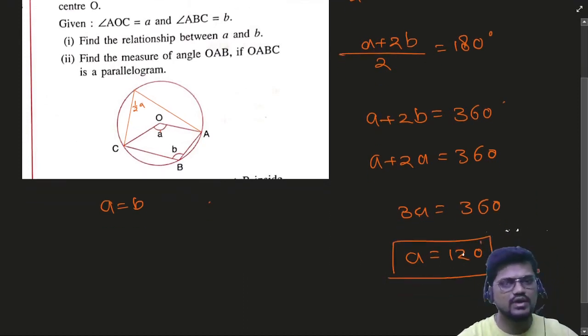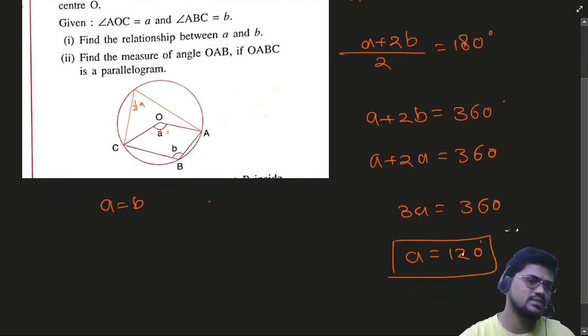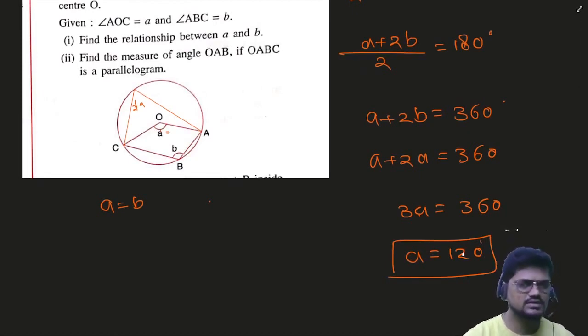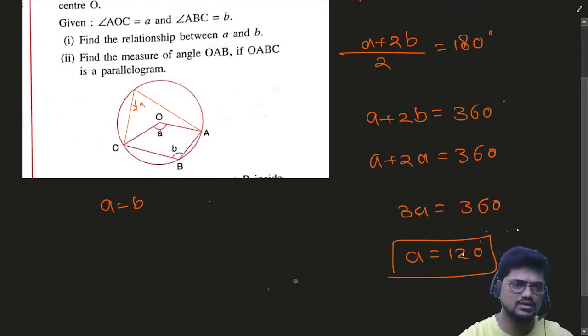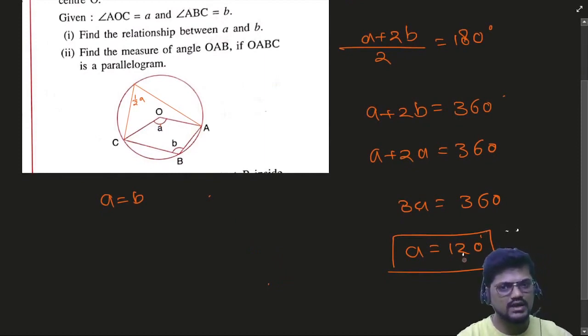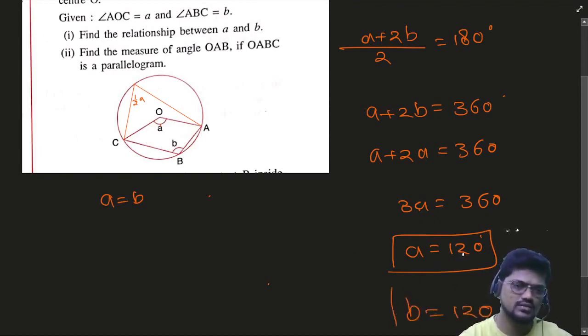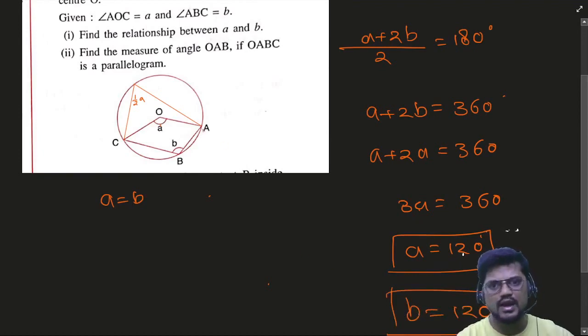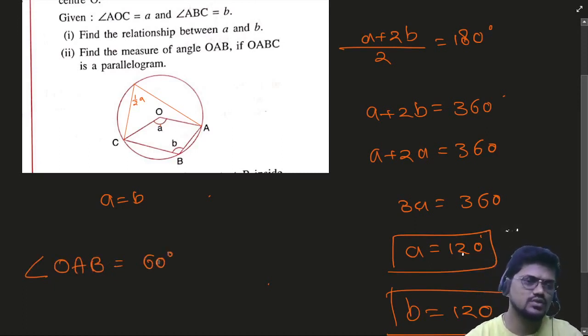Maybe somewhere the answer is given as angle A is 60 degree, but that is wrong. That's not right. In some books they have given that, maybe that's why you're asking. Fine. So angle A is 120 degree, and then angle B will obviously be the same. B will also be 120 degree. Got it? And angle OAB will be 60 degree, because of co-interior angles.